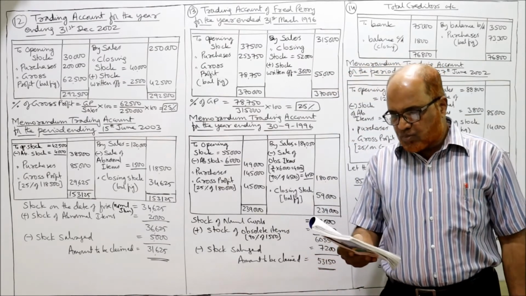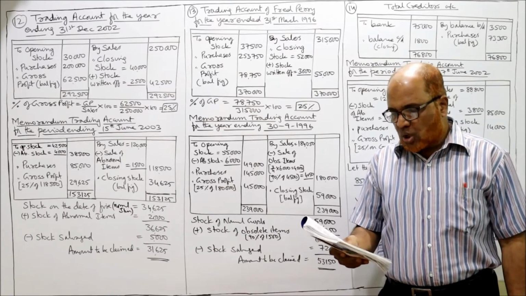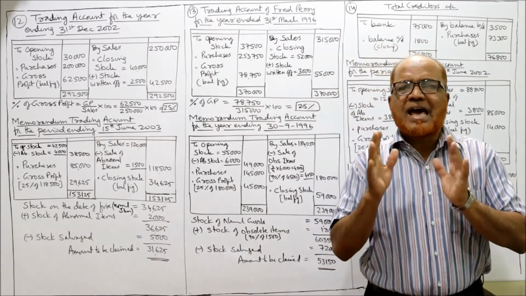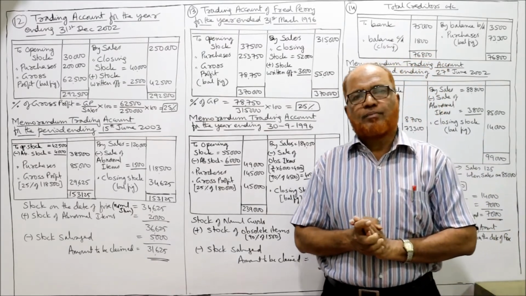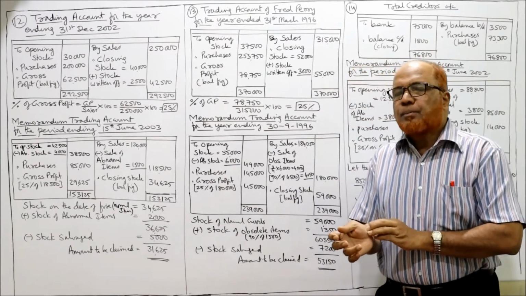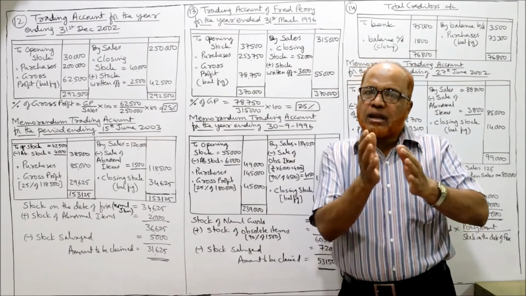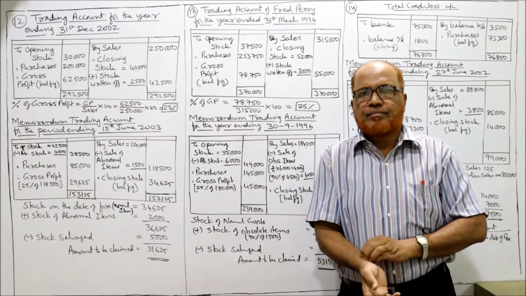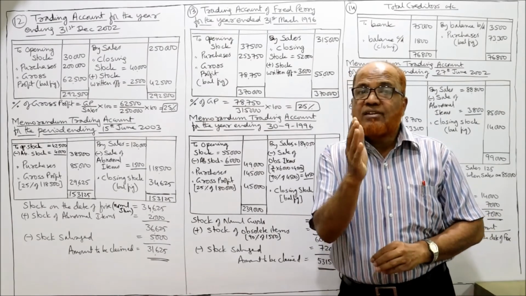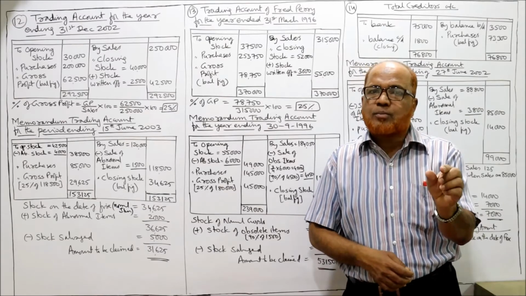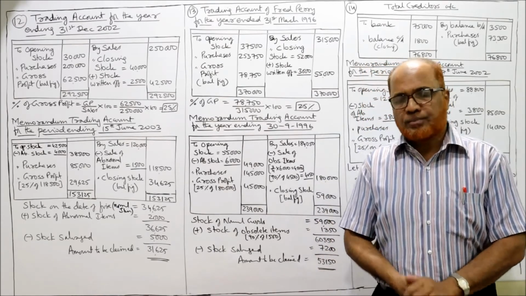Subject to the above, the gross profit had remained uniform throughout. Stock of the value of 7,200 was salvaged. Actually, this problem is exactly similar to the previous problem. The only difference is, in the previous problem, 50% of obsolete items was sold and the remaining 50% was there. But in this problem, 3/4 of the obsolete items were sold. 1/4 of the obsolete items are remaining unsold.